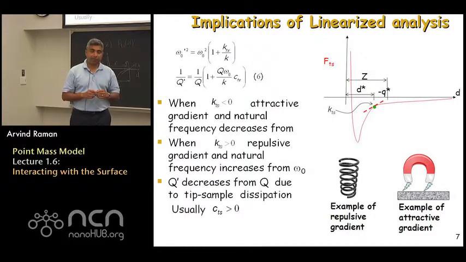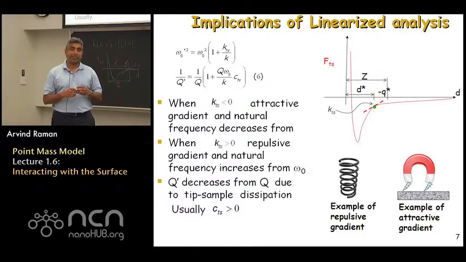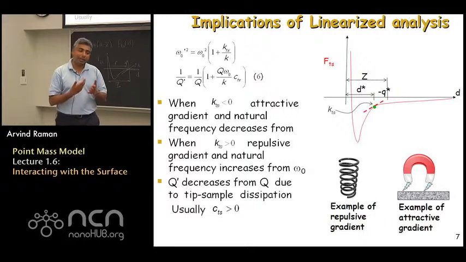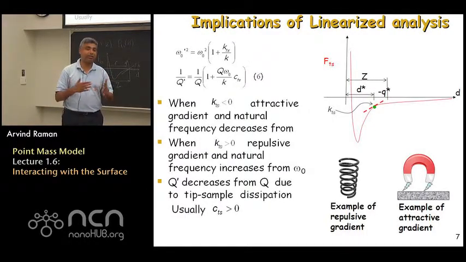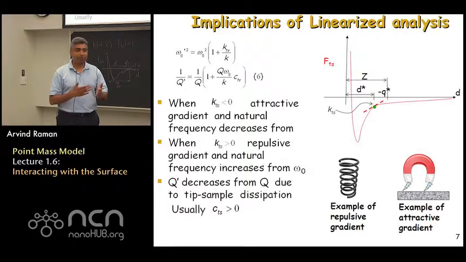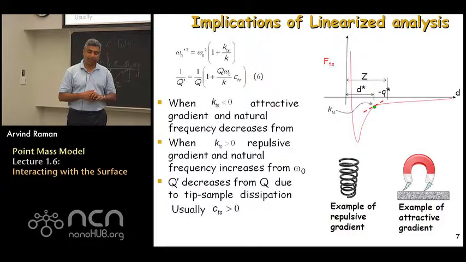When you look at the second part of equation 6, which is for the effective Q, that can be described in terms of CTS, which is this tip-sample viscous dashpot, or dissipation, if you will. We find that CTS is typically always greater than 0. It doesn't usually change sign, as KTS does, but we typically find that CTS remains positive, which means that Q prime, the effective Q factor, keeps decreasing as you bring the probe closer to the sample.